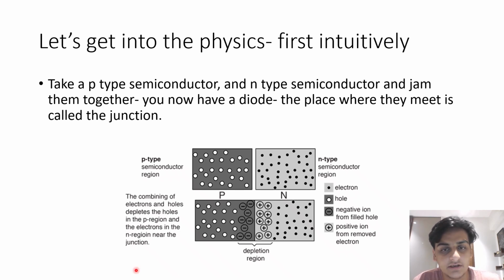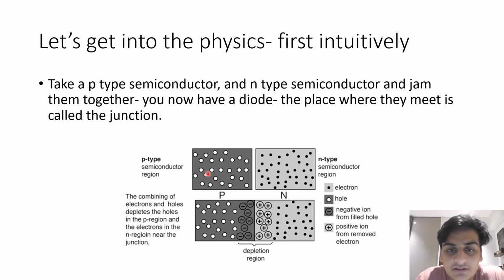Now, what happens because of that is essentially that these holes start diffusing from the left to the right. Sorry, I'll just turn on the pointer. I realize it's not on. So the holes start diffusing from the left to the right. Electrons start diffusing from the right to the left because holes have high concentration here and low concentration here. Electrons have high concentration here and low concentration here.